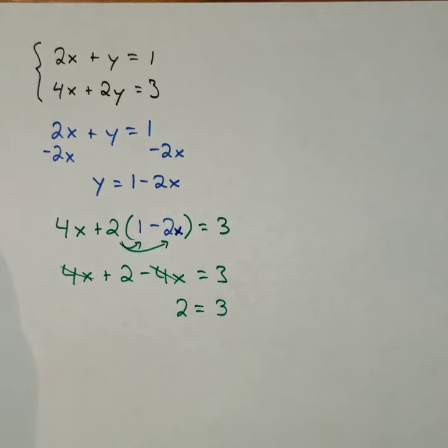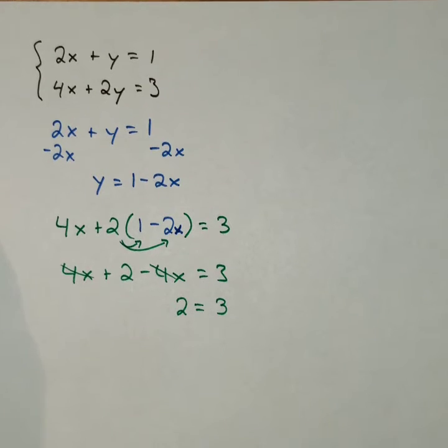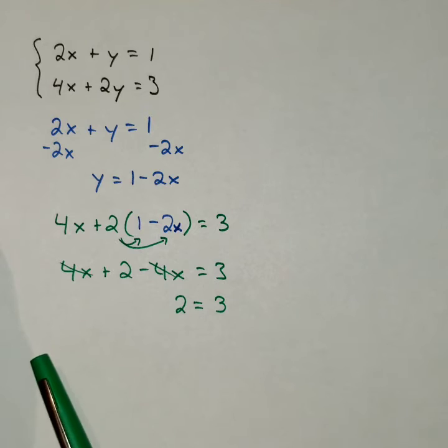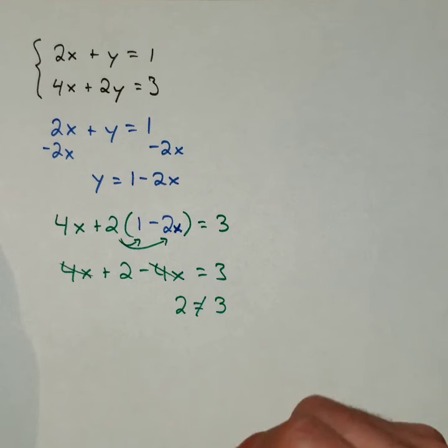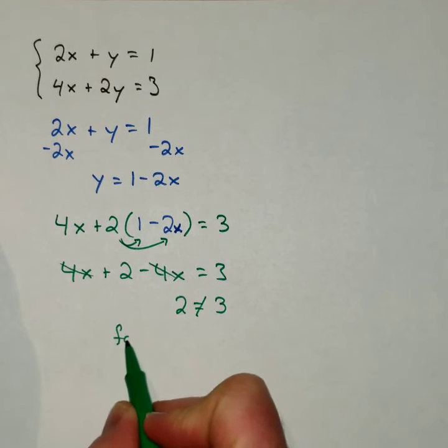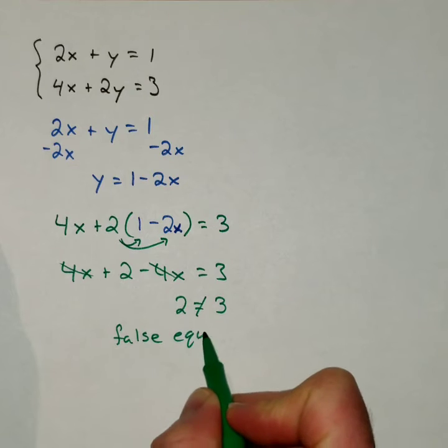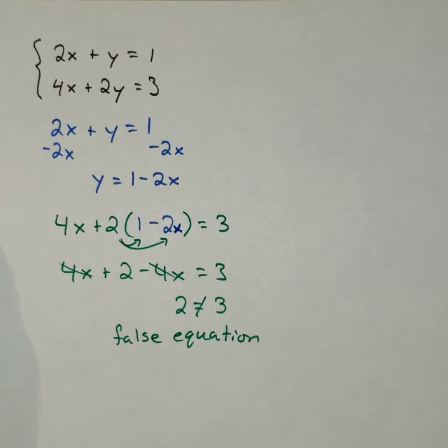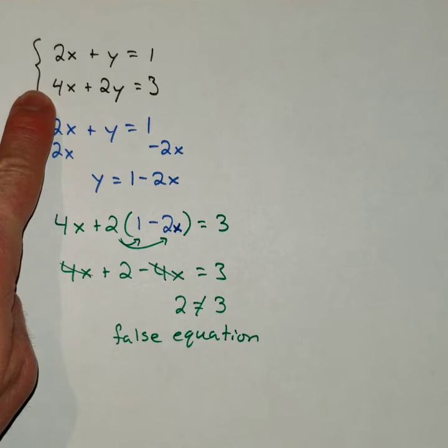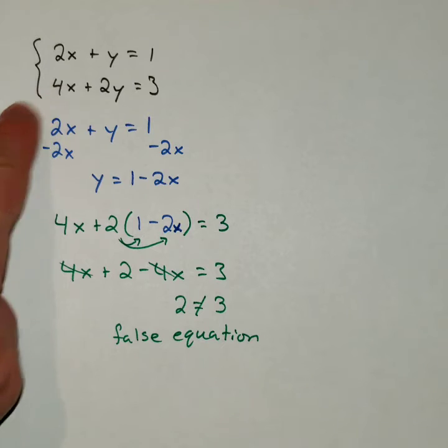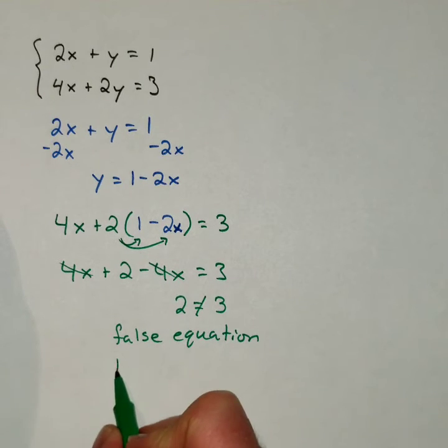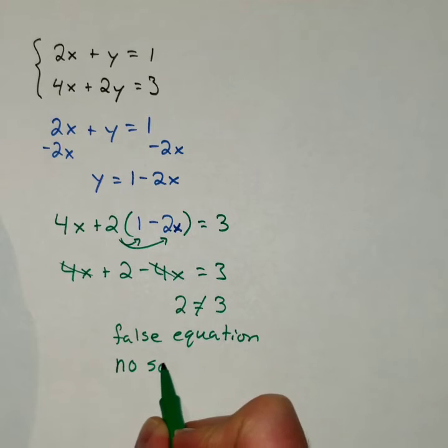Well, that seems strange. First of all, there's no x's left to solve for. Second of all, 2 does not equal 3. So there's two things wrong with this equation. We ran out of x's, and 2 and 3 are not actually equal to each other. Because those are not equal to each other, we would call this a false equation. And false equations only ever occur when the two original lines are parallel and never intersect. Okay, so this would be a situation where we have no solution.